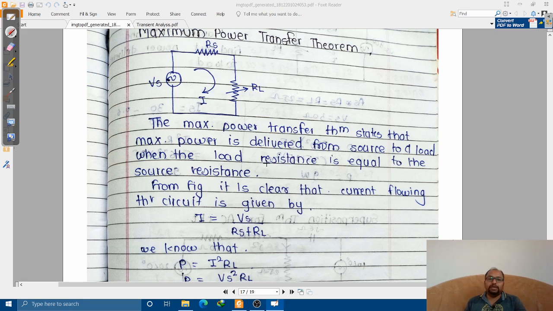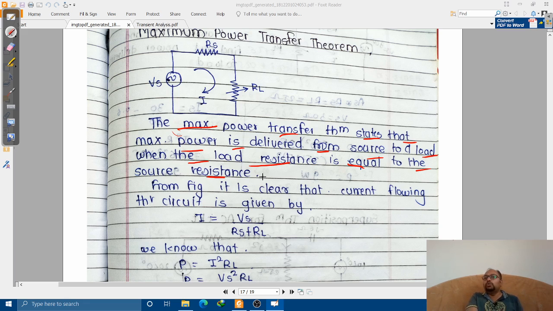Remember that the maximum power transfer theorem states that maximum power is delivered from the source to the load when the load resistance is equal to the source resistance. This is the statement of the maximum power transfer theorem. The maximum power will be delivered from the source, that means voltage source, current source, whatever it may be.